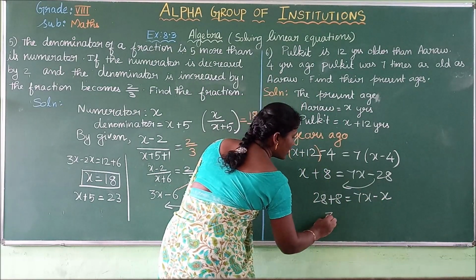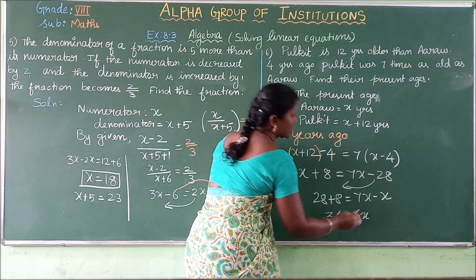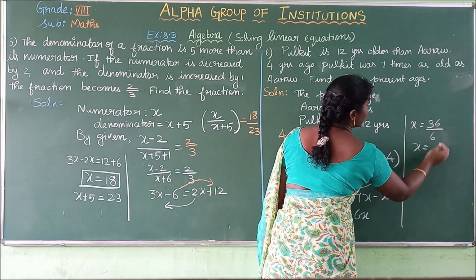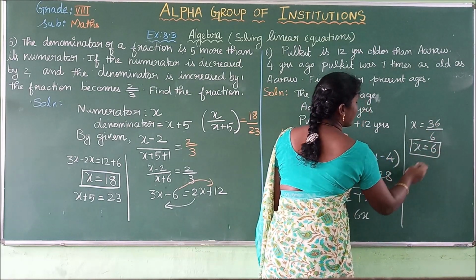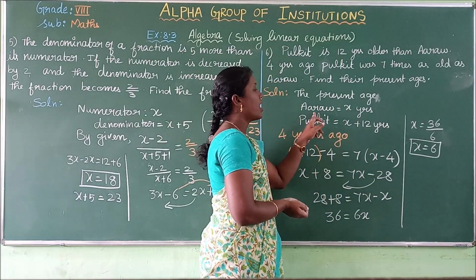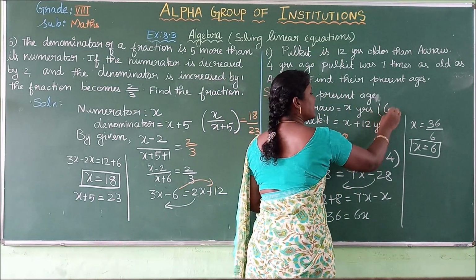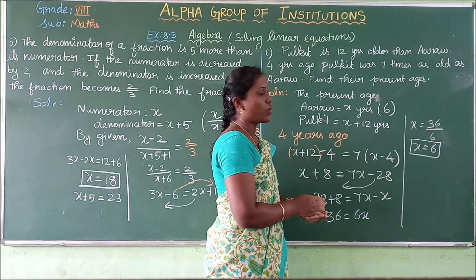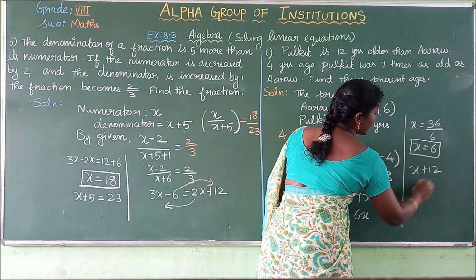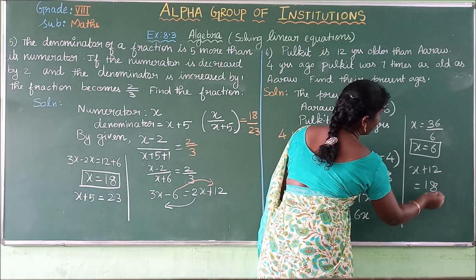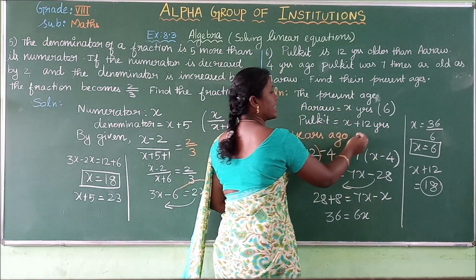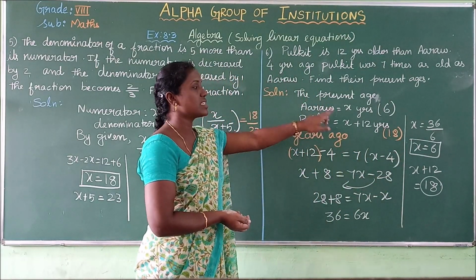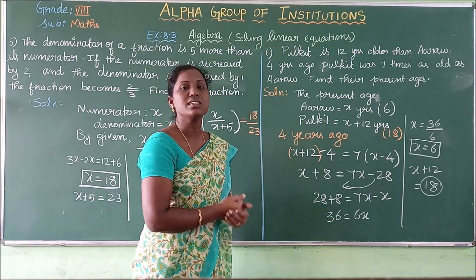What is 28 minus 8? 20. So 36 is equal to 6x, that is, x is equal to 36 by 6, that is, x is equal to 6. And what is x here? Arav's present age, which is 6 years. And Pulkit is 12 years older than Arav, so x plus 12 is equal to 18. So Pulkit's age now is 18 years. Arav's present age is 6 years and Pulkit's present age is 18 years.